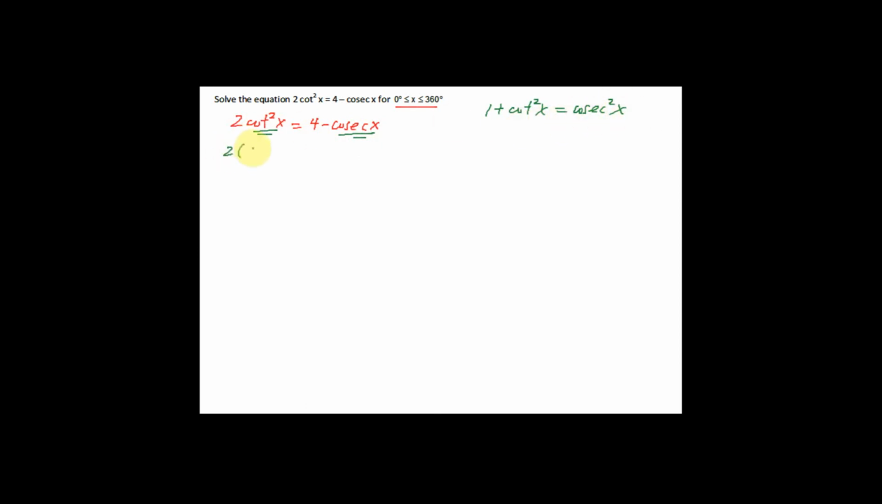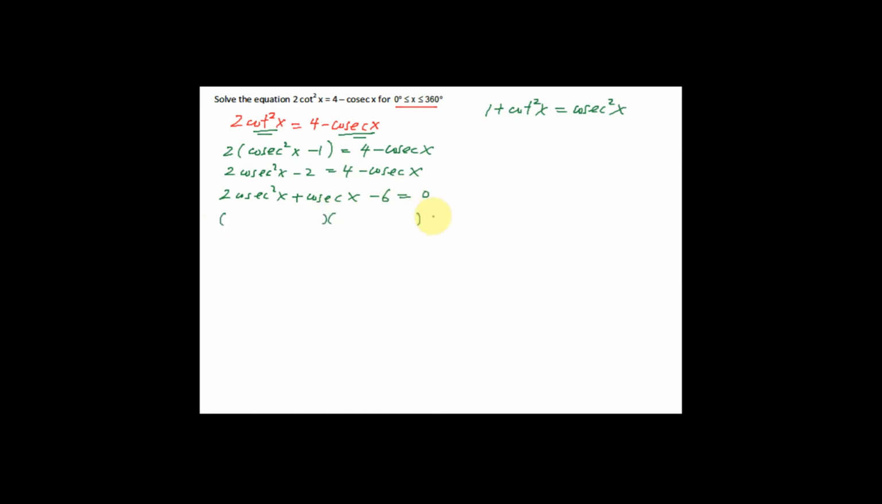So you have 2 cosecant square x minus 1 equal to 4 minus cosecant x. Expanded here, 2 cosecant square x minus 2 equal to 4 minus cosecant x. This is a quadratic equation in terms of cosecant. You have 2 cosecant square x, bring over minus cosecant x, you have positive cosecant x. Minus 2, bring over 4, minus 4, you have minus 6 equal to 0.